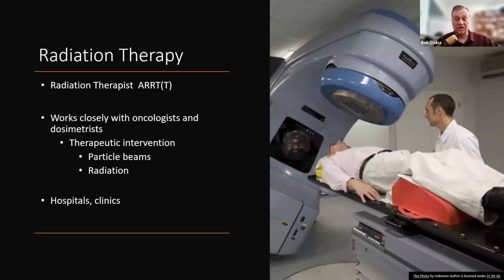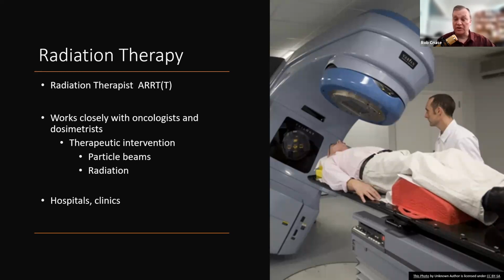Radiation therapy is another arm of the medical imaging profession. These professionals will be ARRT. T is for therapy, and some will come in being an X-ray tech first. So you would have an ARRT, R for radiology, and then T after that. They work closely with oncologists to make sure that they are planning the doses of radiation to go to the right spot and have the right energy level.